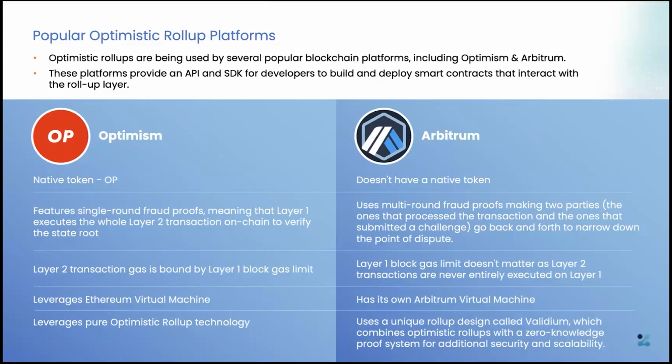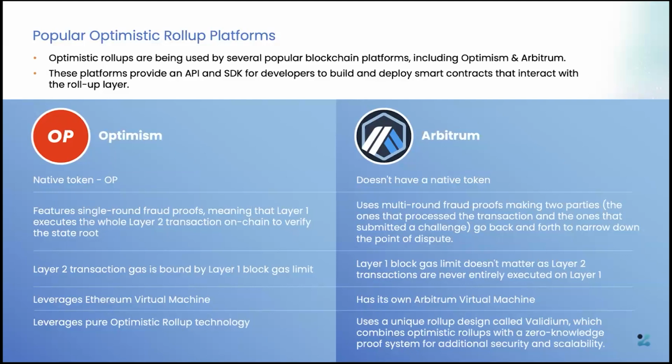So there are single-round fraud proofs, which are submitted on layer 1, and layer 1 executes that, while the layer 2 transactions happen off chain. And then the layer 2 transaction gas is also bound by the layer 1 block gas limit. This is again one challenge of optimistic rollups, that sometimes you cannot increase the weight of the block to a certain level, because there's a restriction on the gas that can be utilized by the smart contract. And they leverage the Ethereum Virtual Machine and pure optimistic rollup technology.